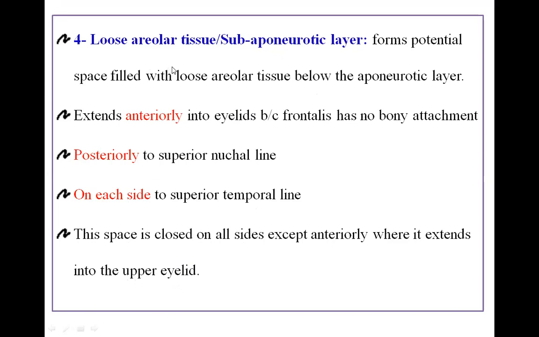So this space is closed on all sides except anteriorly, where it extends into the upper eyelid, because the frontalis muscle has no bony attachment. Posteriorly it is limited by the superior nuchal line, and on each side by the superior temporal lines.